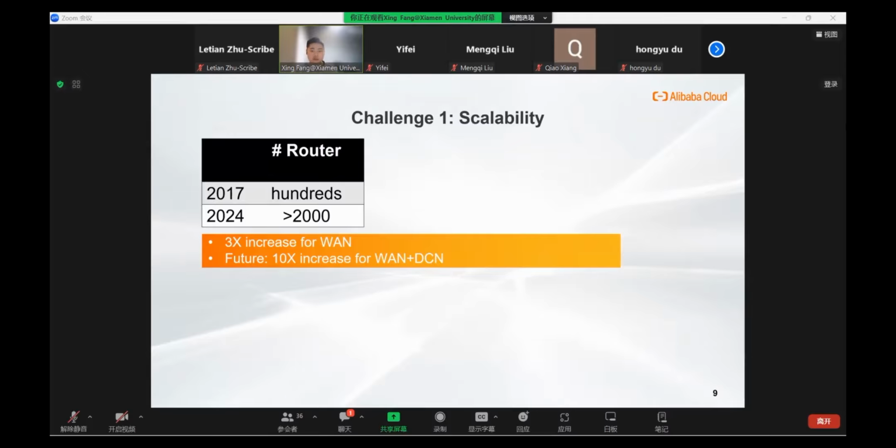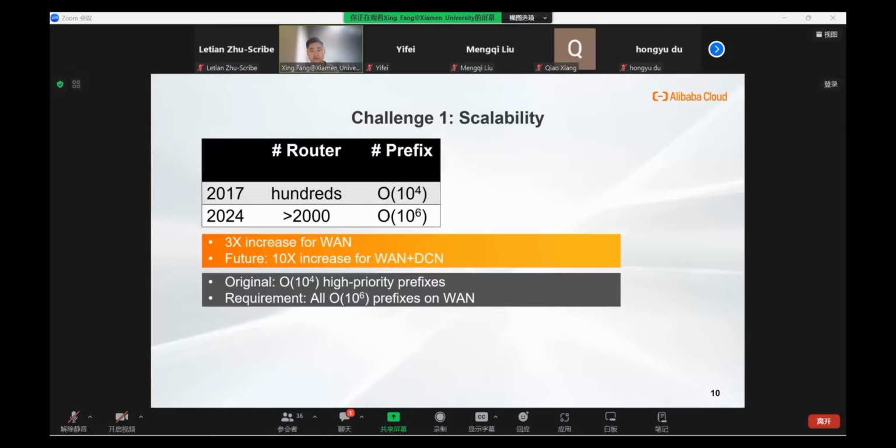For the scalability challenge, first, since the launch of Hoyan, the size of Alibaba Cloud WAN has grown more than 3 times, mainly due to the deployment of the next generation WAN in recent years. Looking ahead, the operation teams expect Hoyan to also support data center networks in addition to the WAN, which would lead to another order of magnitude increase in network scale.